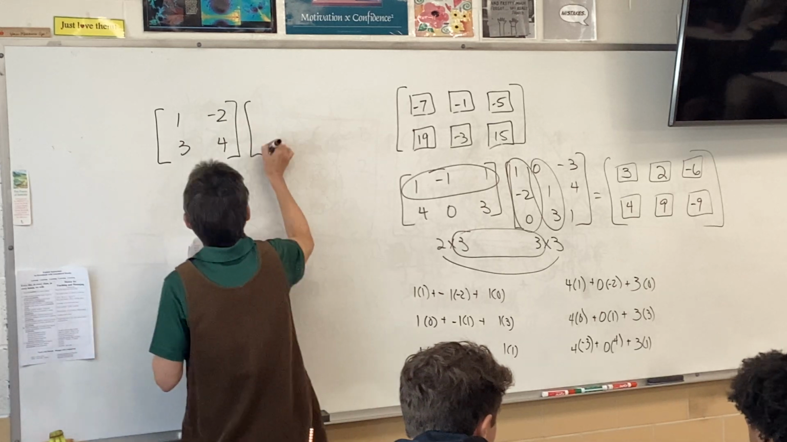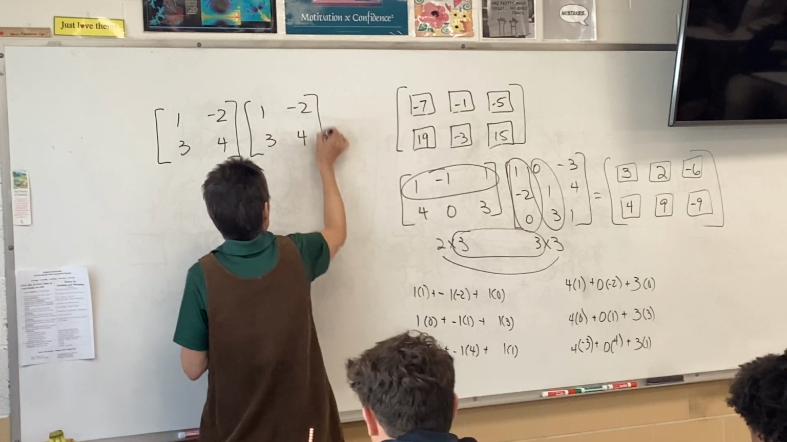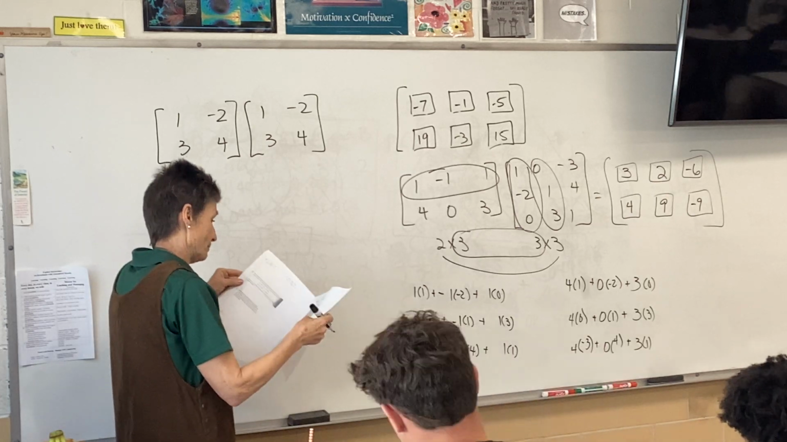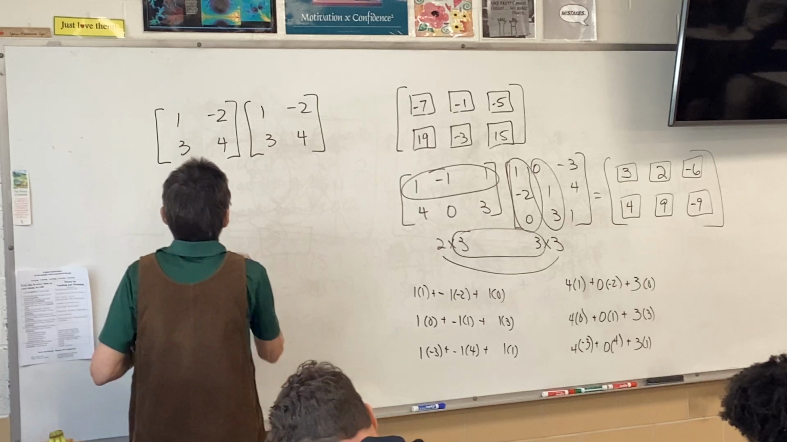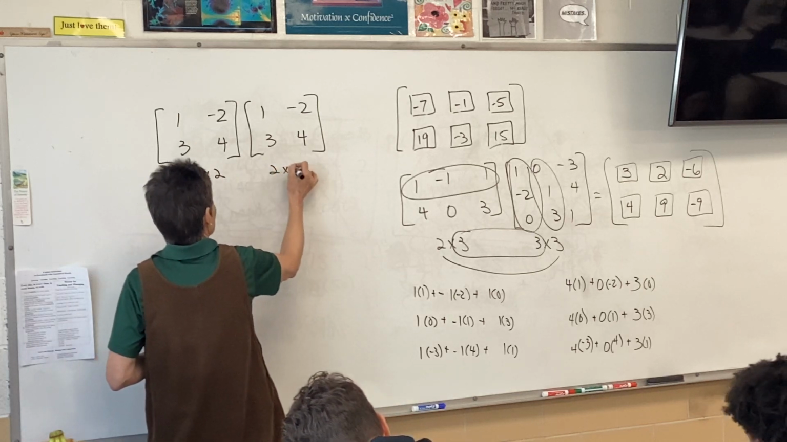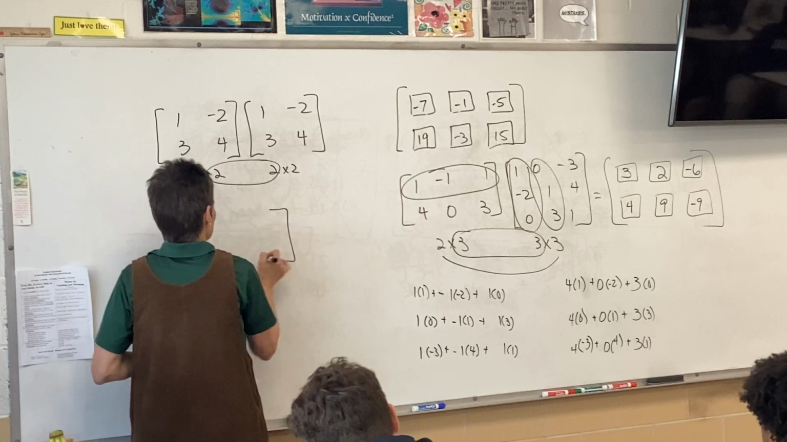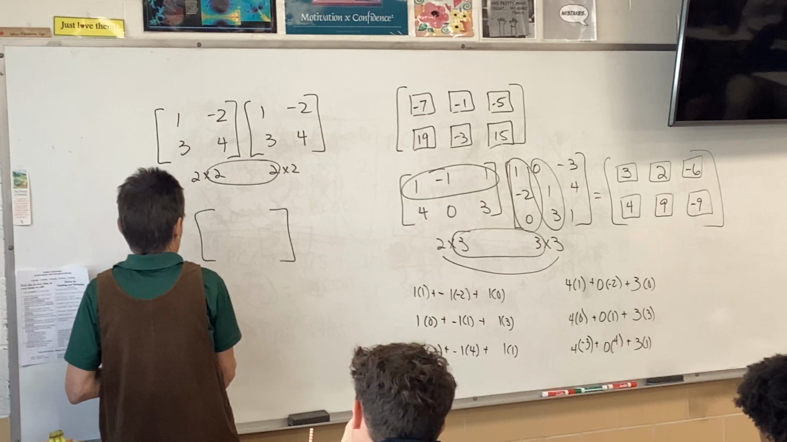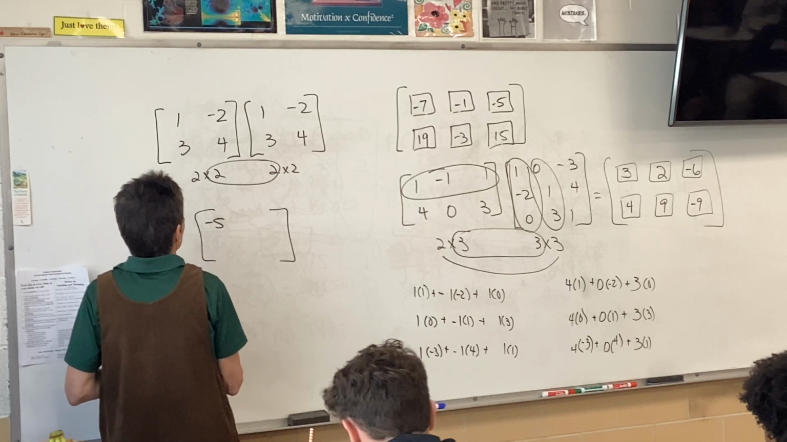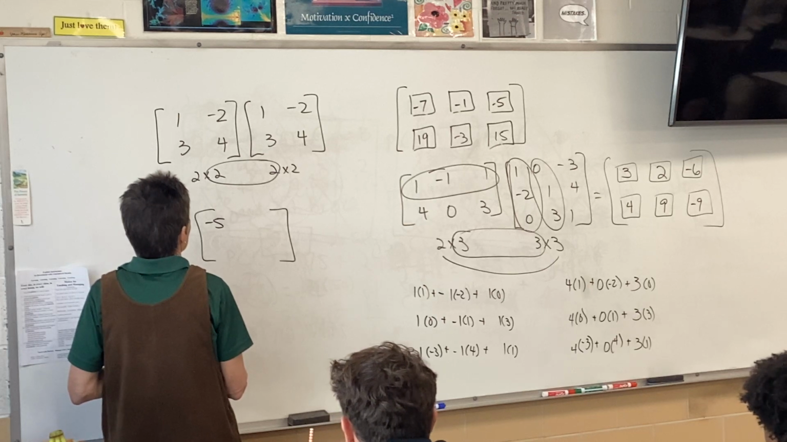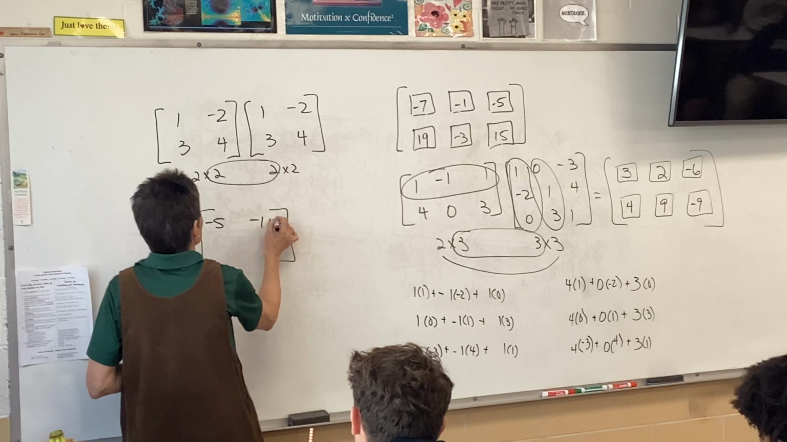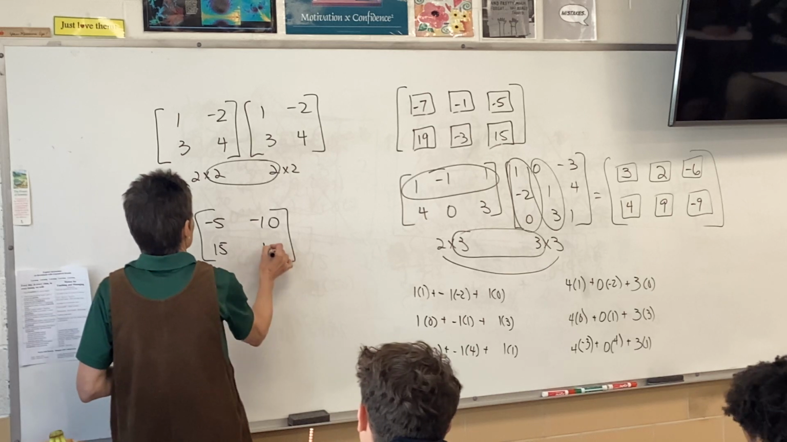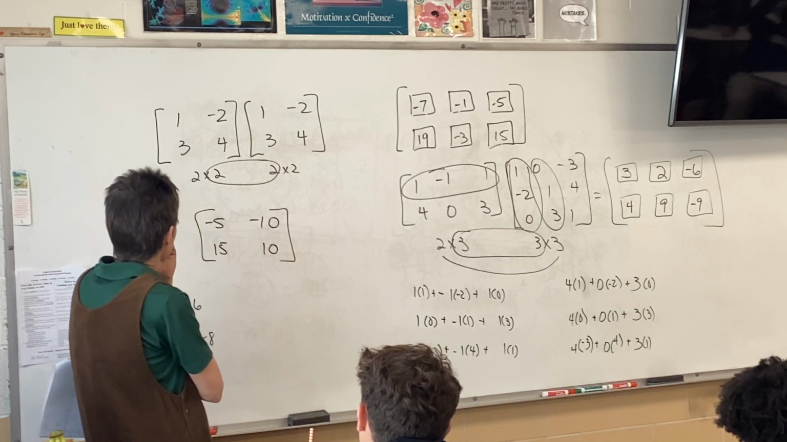We can do this one. We're just going to multiply A times A. So it's a 2 by 2 and a 2 by 2, so my answer is going to be another 2 by 2. Okay, I did that in my head, so it's probably all wrong.